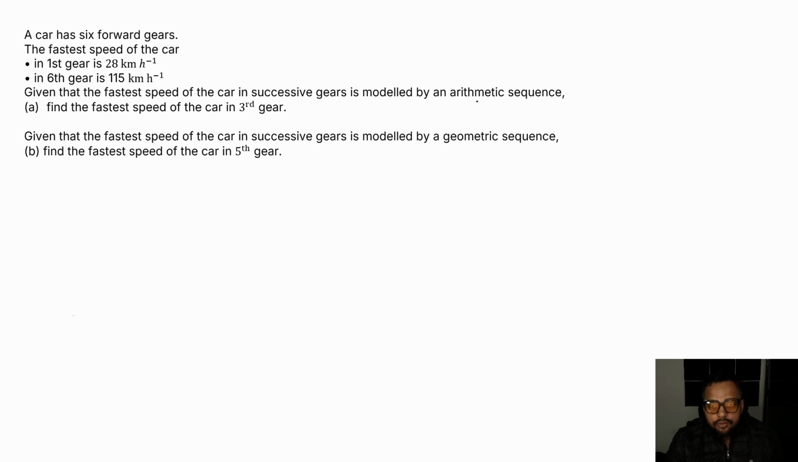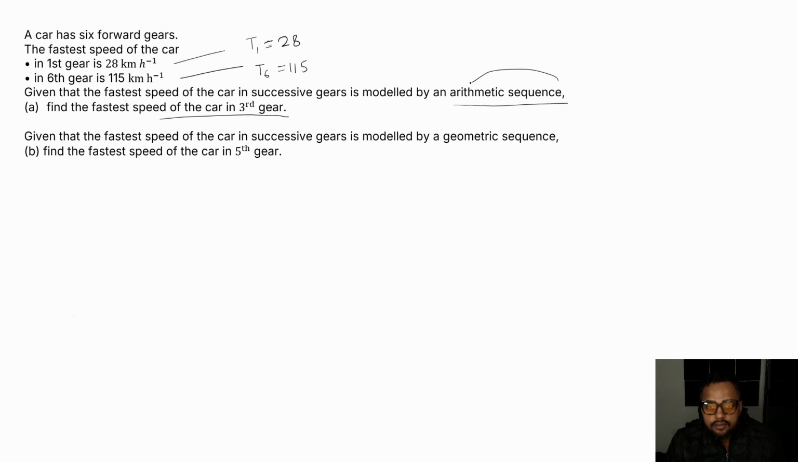The first question I've taken is on the concept of arithmetic sequence. And you can read the question here. The speed at the first gear is 28 kilometers per hour, so we can write it as T1 equals 28. Similarly, in the sixth gear the speed is 115, so T6 will be 115. What they have asked us to solve is the fastest speed of the car in third gear.